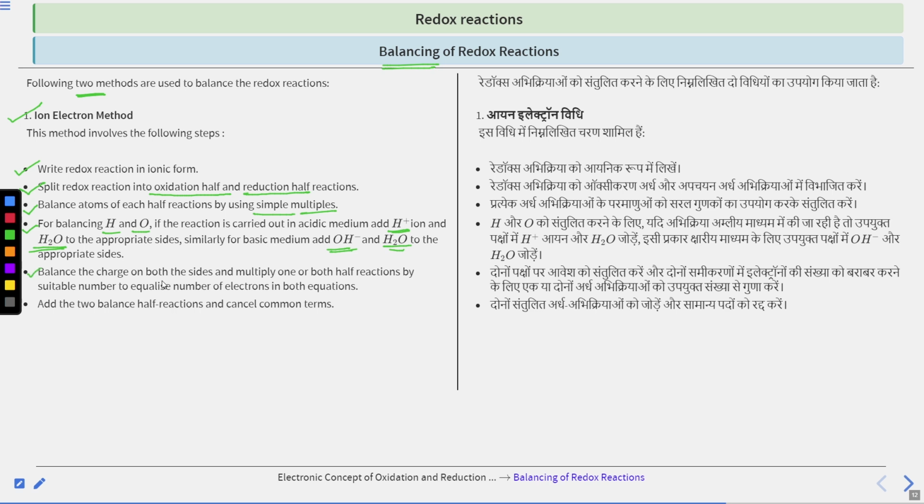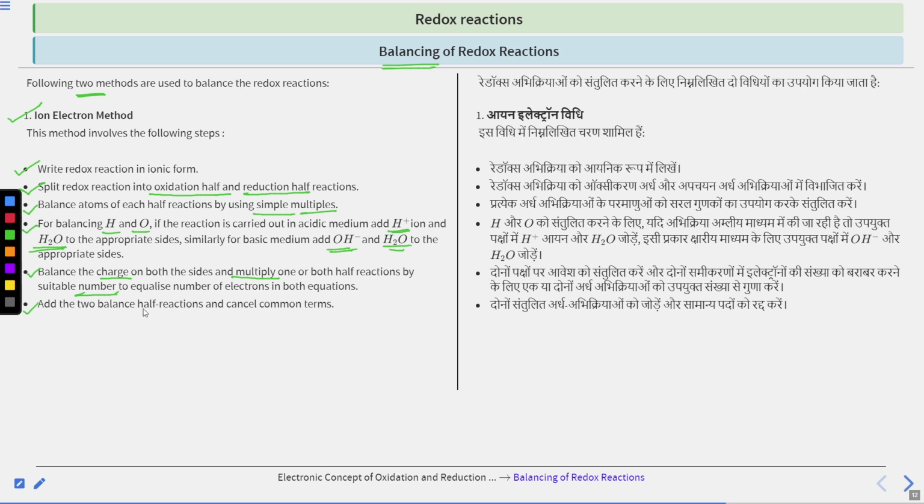Now, balance the charge on both sides and multiply one or both half reactions by a suitable number to equalize the number of electrons in both equations. After balancing the atoms, we have to see whether the charge is balanced on the reactant and product sides. So we balance the charge on both sides, and multiply one or both half reactions by a suitable number to equalize the number of electrons in the reduction half reaction and the oxidation half reaction.